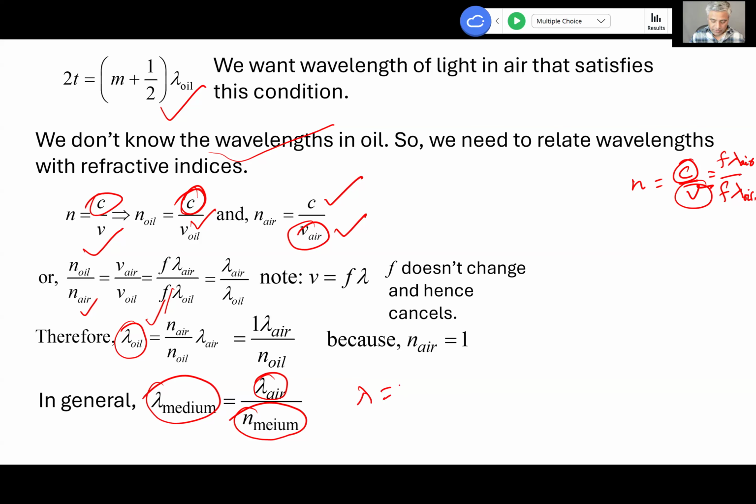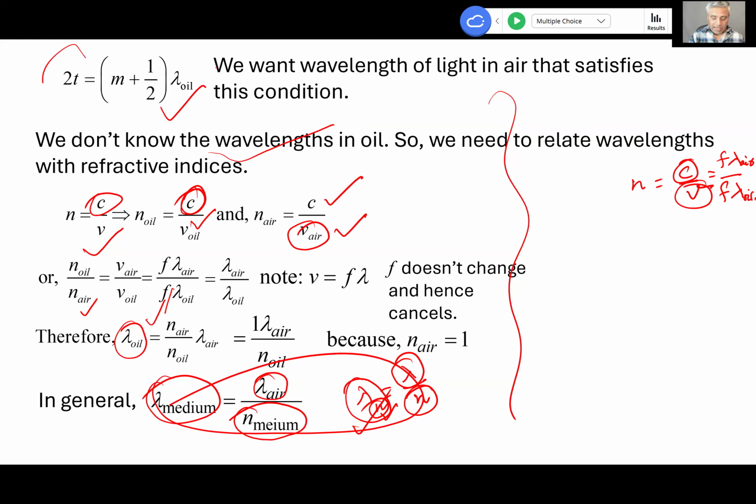I think over there we simply wrote lambda n is lambda divided by n. So lambda in a medium, where this n represents the refractive index of the medium, is equal to lambda in air divided by the refractive index of this medium. In this case, it is going to be the refractive index of the oil, because that's where we want that wavelength. That's where the flip, the changing of the phase, is happening. So this was just writing this formula.